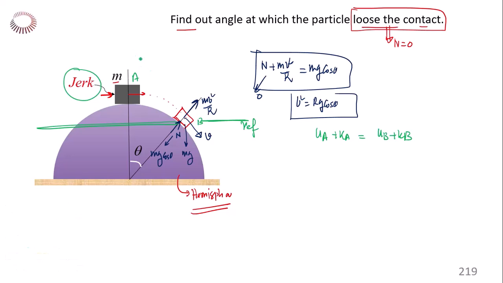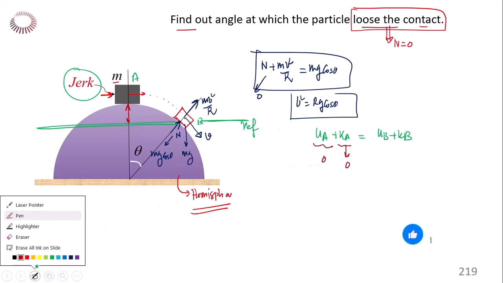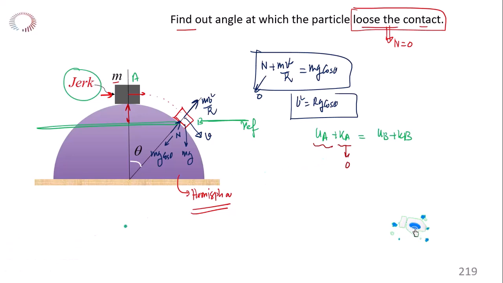Since I am providing a small amount of jerk, it will give a certain velocity which is almost equal to 0. We assume that the velocity at point A is almost negligible, so kinetic energy is assumed to be 0. The potential energy is not 0, because it is at a certain height. So what is this height? R minus R cos theta. So the potential energy is mgR into (1 minus cos theta).